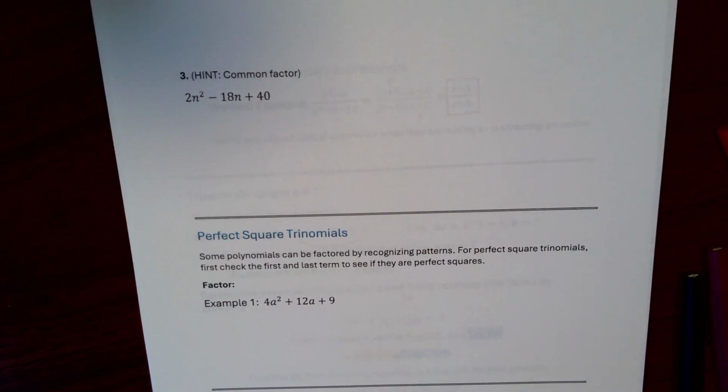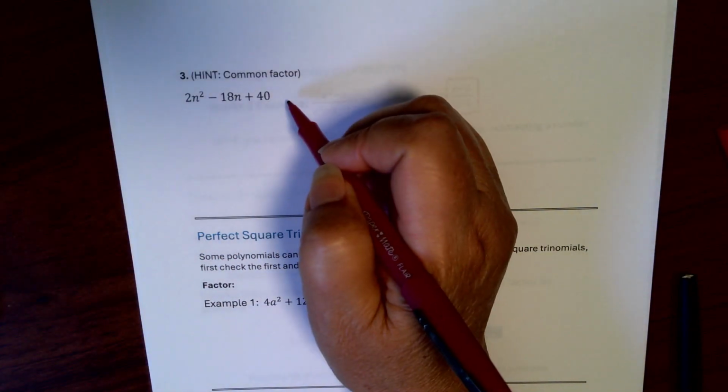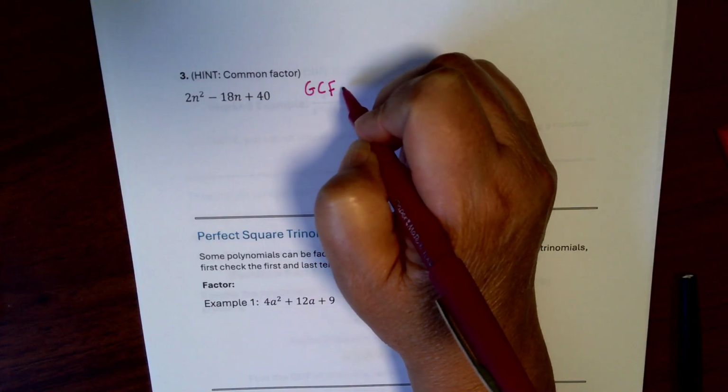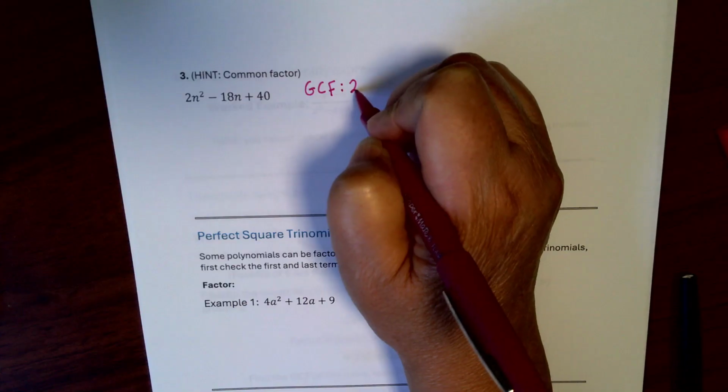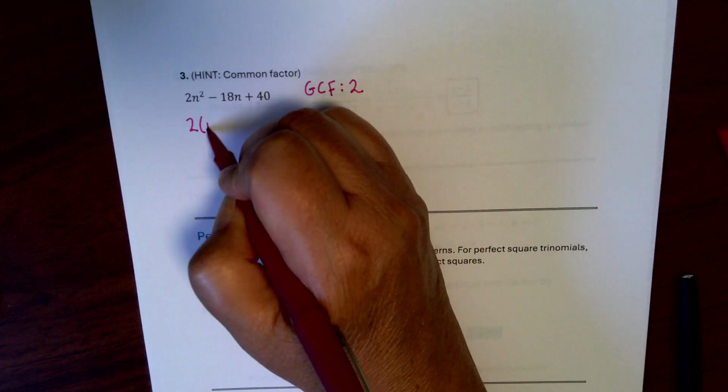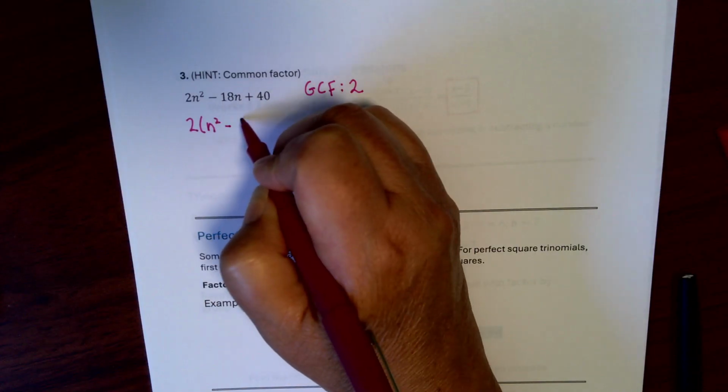Okay, so we have 3 more pages to go. What we're going to start with is this, and we ask the question, does this have a greatest common factor? And the answer is yes. Hopefully you see that it's 2. That means 2 divides into each one. So I'm going to divide each term by 2.